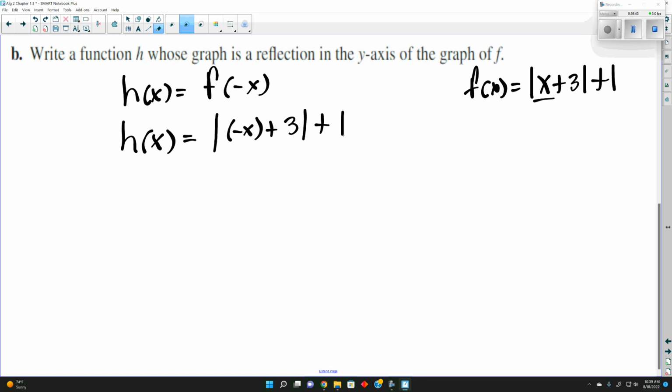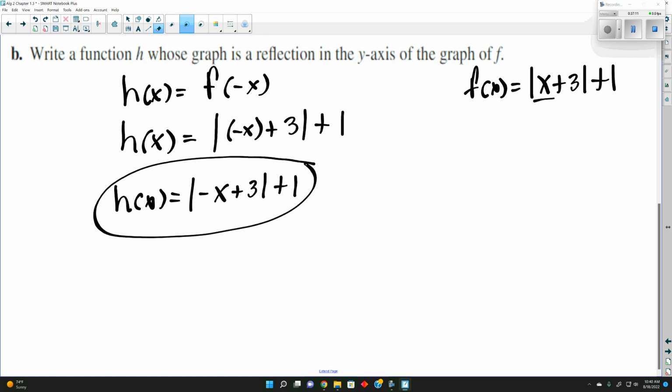Now, if there had been something in front of the x, like 2x, then it would be 2 parentheses negative x close parentheses. Well, there's nothing in front of those parentheses because it wasn't 2x, it's just x. So we have negative x plus 3 plus 1. And that's it.